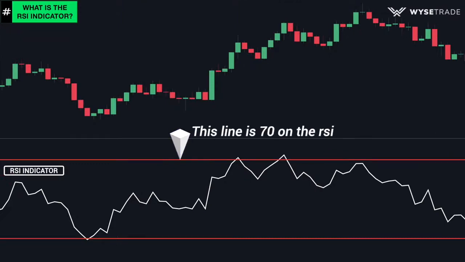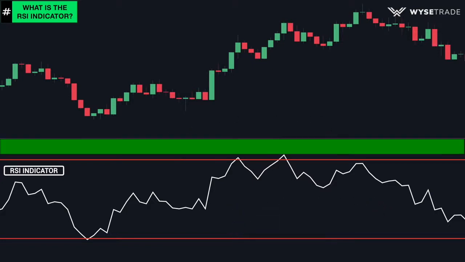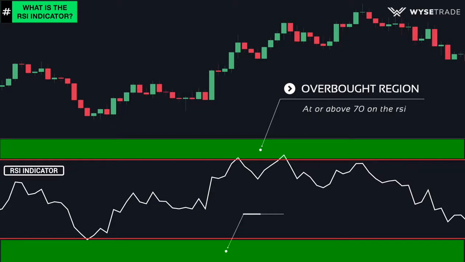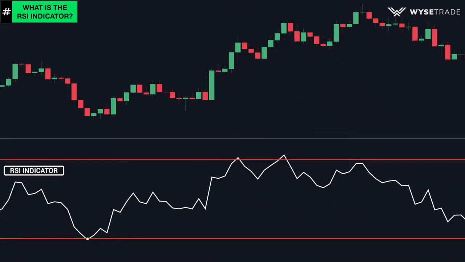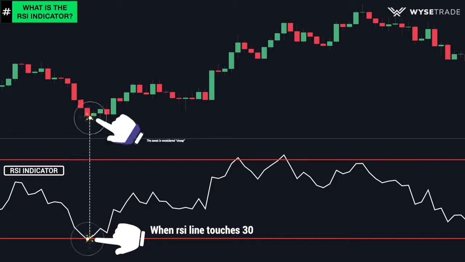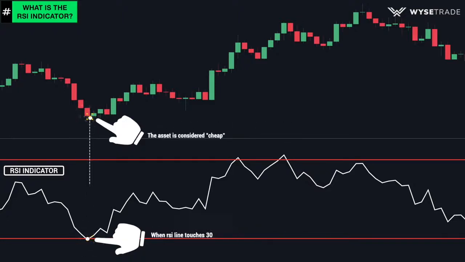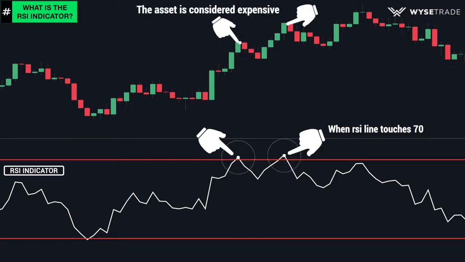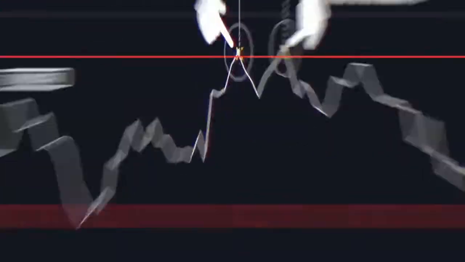Now, this line here is 70 on the RSI, and this line here is 30 on the RSI. Everything at or above the 70 line is what we call the overbought region. Everything at or below the 30 line is what we call the oversold region. So, in relative terms, when the RSI line touches the 30, just like it is right here, it indicates that the price of the asset you are looking at is cheap. When the RSI line touches the 70, just like it is right here, it indicates that the price of the asset you are looking at is expensive. Again, this is in relative terms.